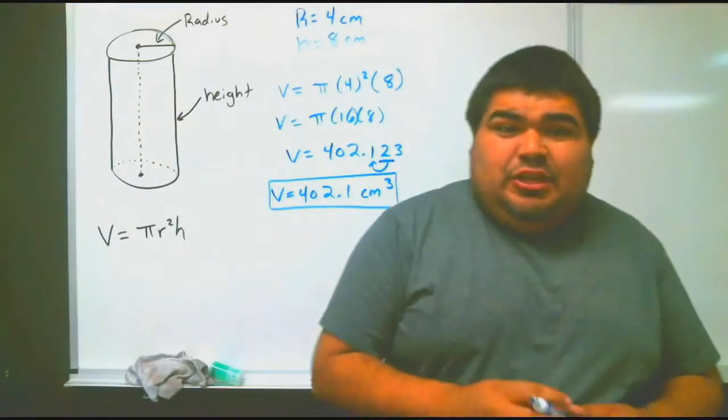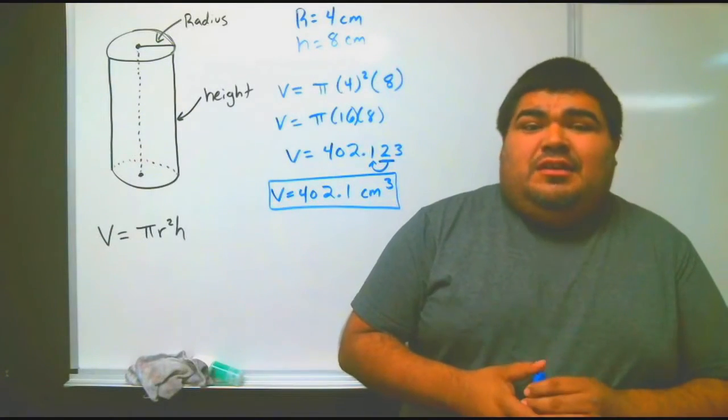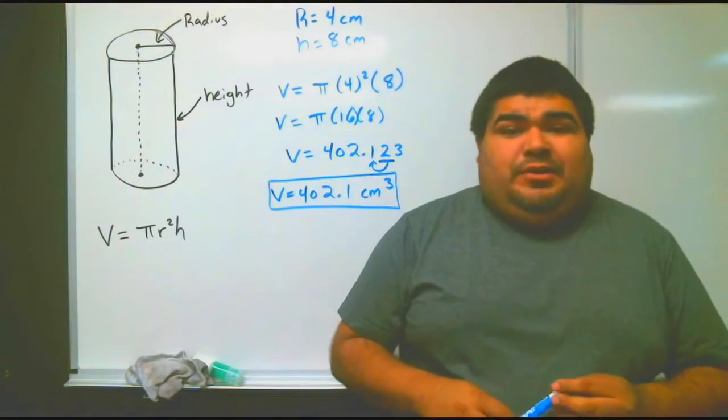Remember, volume and mass is cubed. Lateral area, surface area, and just plain area is all squared.